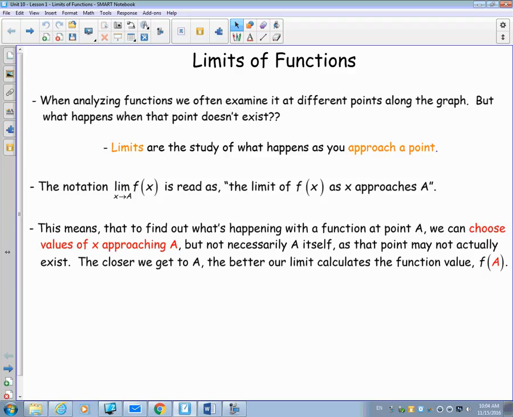A little bit of notation to start. We're going to use limit notation, which means x arrow a, read as the limit of your function f(x) as x approaches a. What that really means is we can figure out what's happening as we get closer and closer to a without ever knowing the point a itself, because in some cases, point a may not even exist. So our limit calculates the function value as you get close.